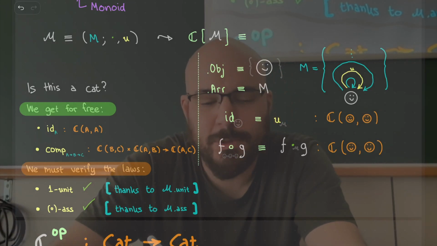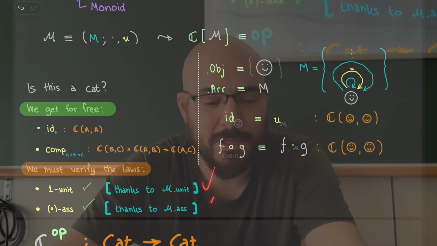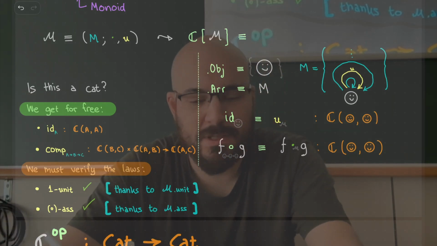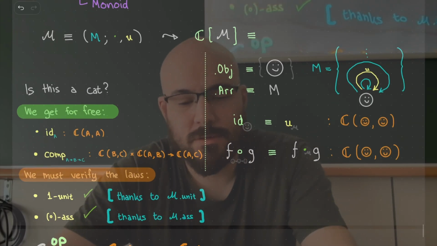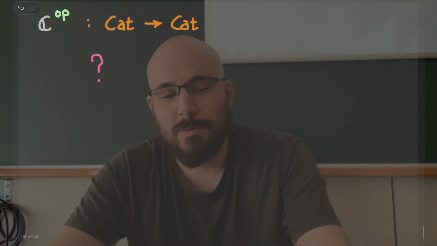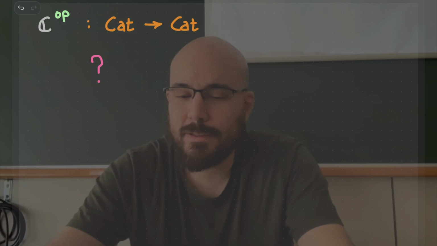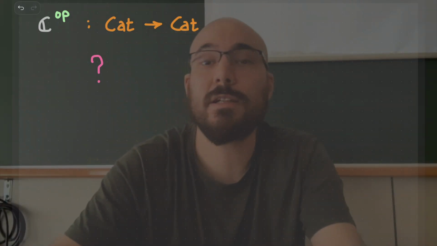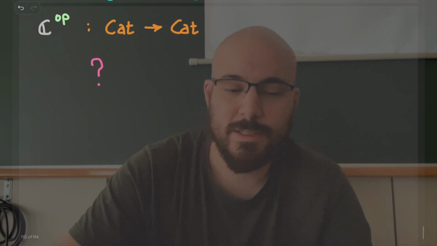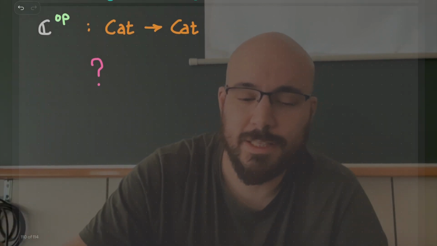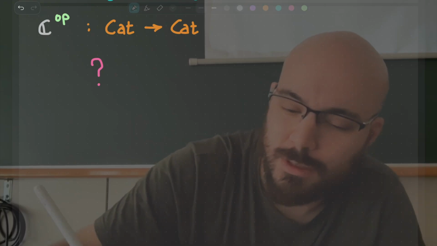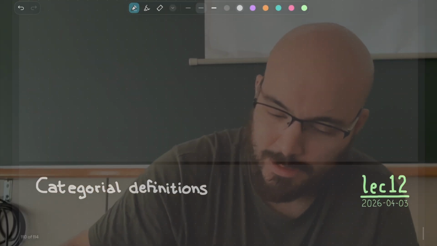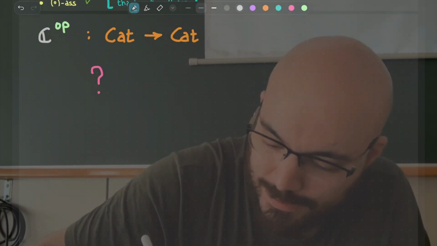Sorry, not for free, but we get them from the laws of the monoids. The monoid essentially has the same laws as the category. And the last one that I stated, but I didn't go through the details, and I will not go through the details. It's the simple idea of getting a category and just flipping all the arrows. I'll just mention something about this.